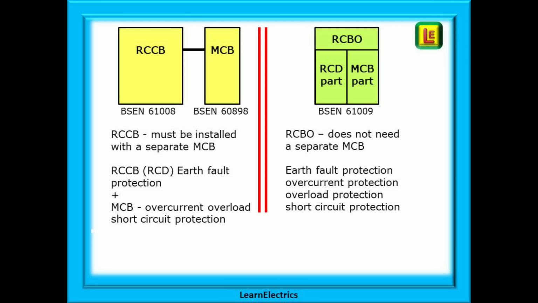The separate MCB detects overloads and shorts. On the subject of shorts, a short circuit is between line and neutral and nothing to do with the earth. If the problem is between line and earth, then it is called an earth fault. It is not called a short. The RCBO already has the functions of an MCB built into it. It is a standalone device that works as an RCD and an MCB.